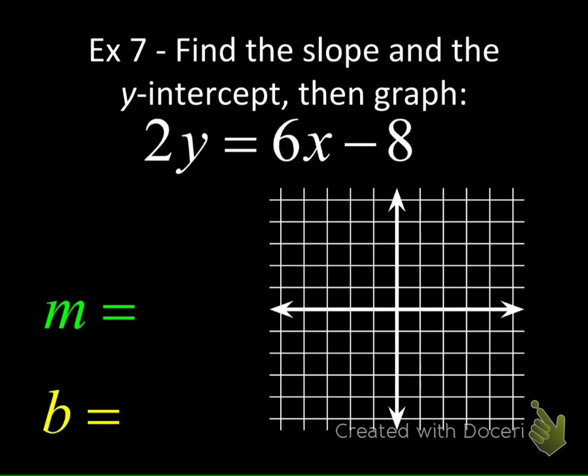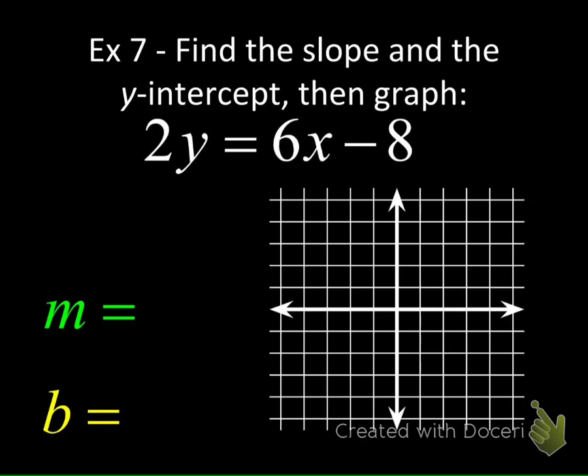Because it's attached by multiplication, so I'm going to do the inverse of it, which is division. The opposite of it. So I have to do the same thing to both sides. So I'm going to divide both sides by 2. So these cancel out. So then y equals, what's 6 divided by 2? So it's 3x. And what's 8 divided by 2? 4. So it's minus 4. And then this is the equation you're going to work with.